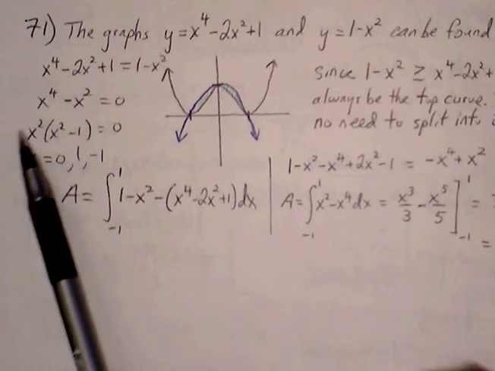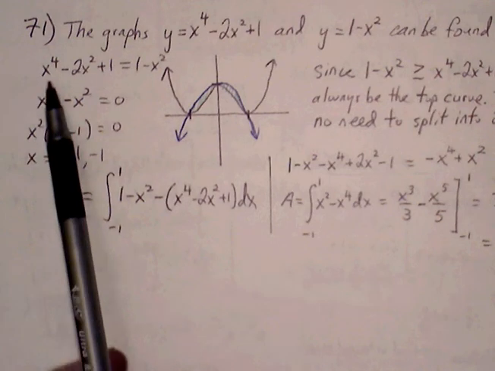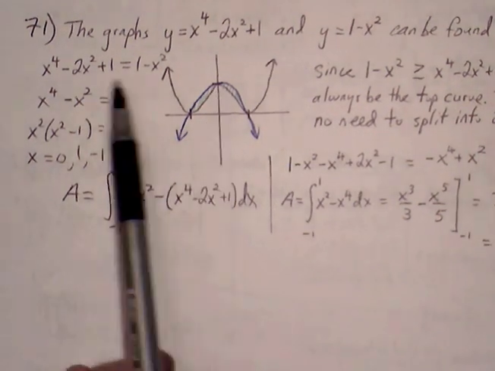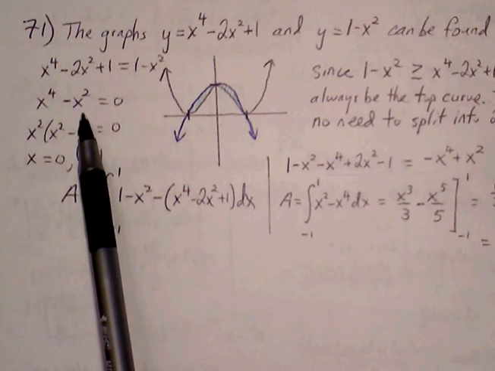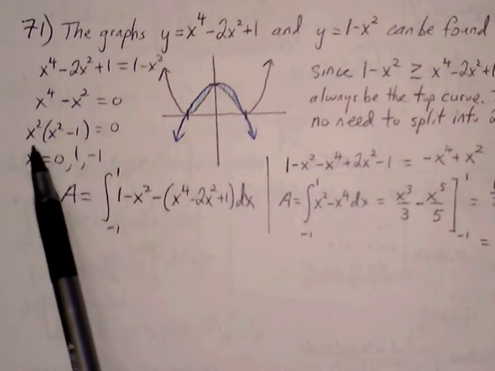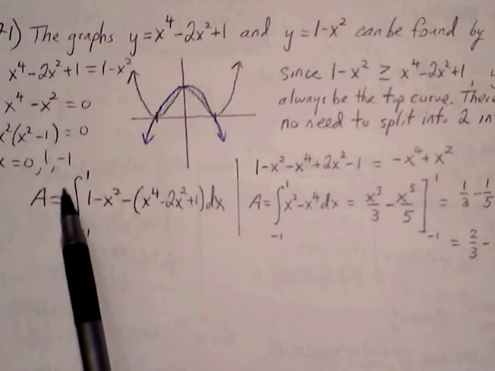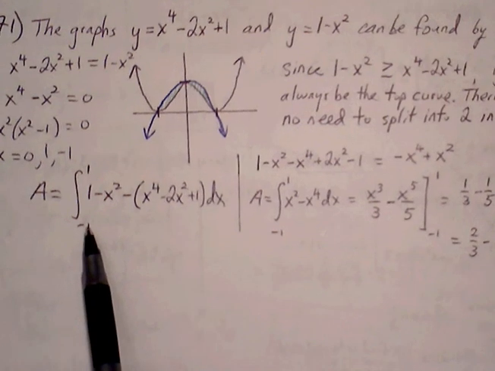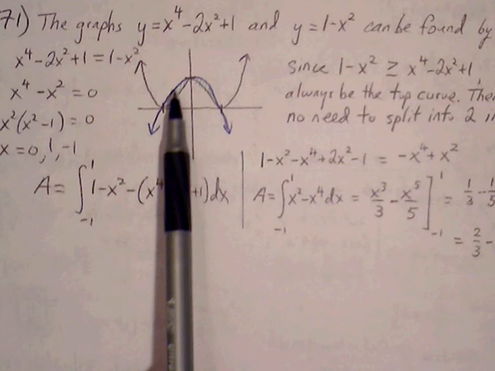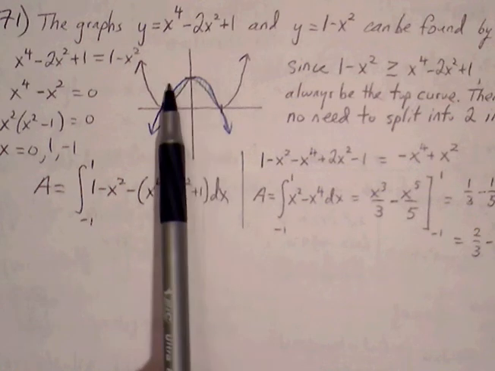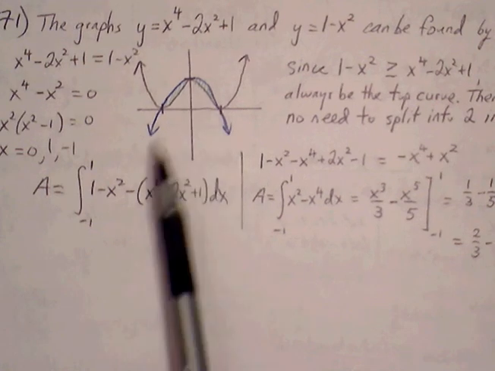So to find the two intervals here, or actually three because there's one here as well, we set the two equations equal to each other, bring everything over to the left, factor out the x squared, and we get x equals 0, 1, and negative 1. Okay, so we can simply write this as one integral from negative 1 to 1. We can totally skip the fact that we have a 0 there because we've determined that we're going to have the same consistent upper bound all the way throughout.